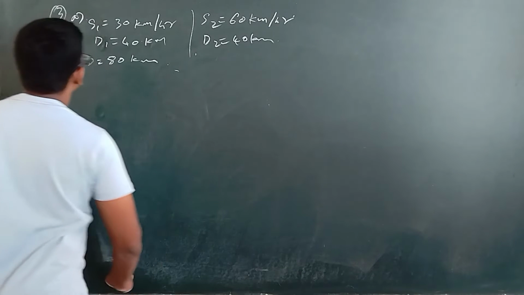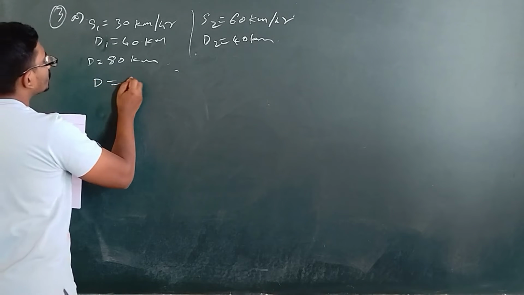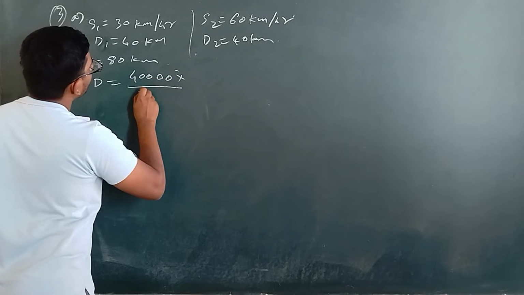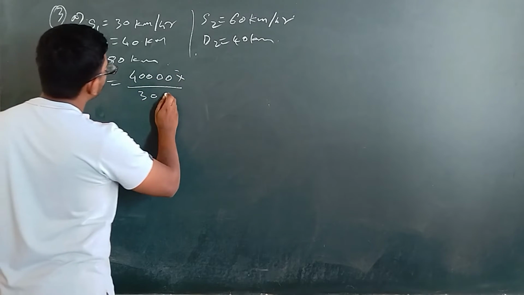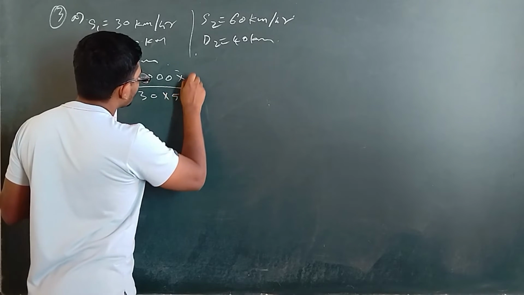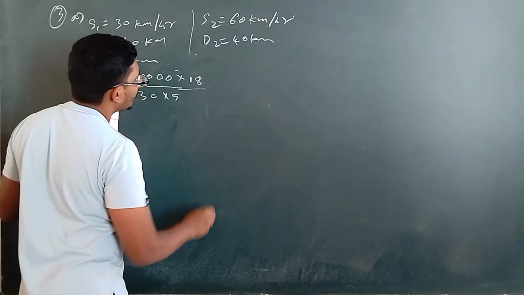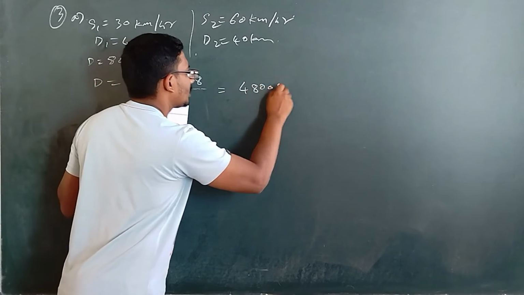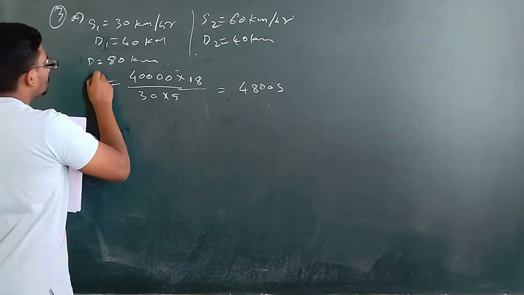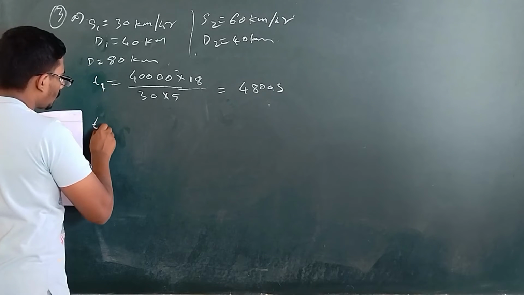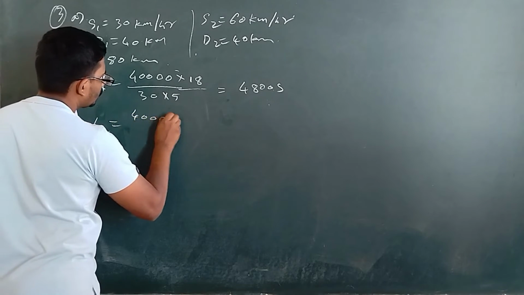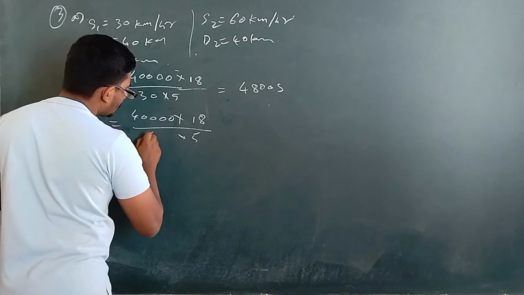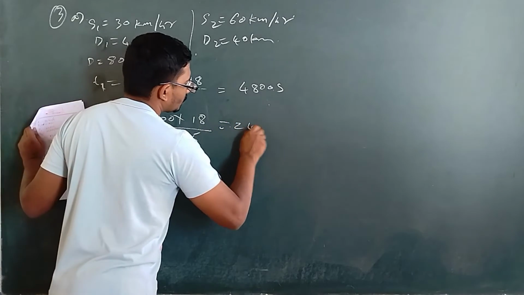So I am going to solve this problem in SI units, that is kilometers to meters, 40,000, and then divided by 30 kilometers per hour. To change kilometers per hour, I have to multiply by 18 by 5. I get the answer as 4,800 seconds. In the same way, t2 I will be getting like this, 40,000 into 18 by 5 into 60, that is, I will get 2,400 seconds.